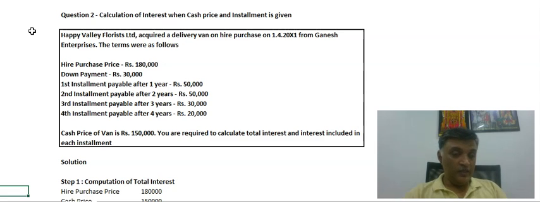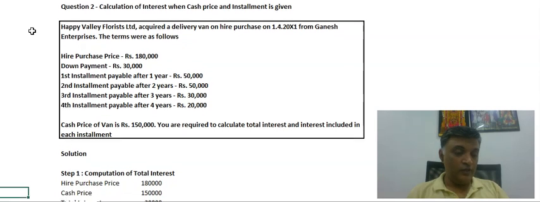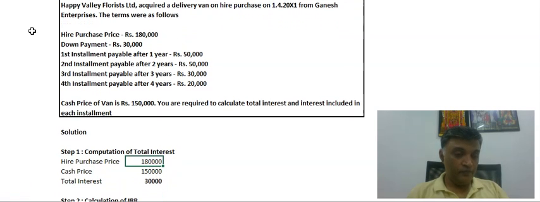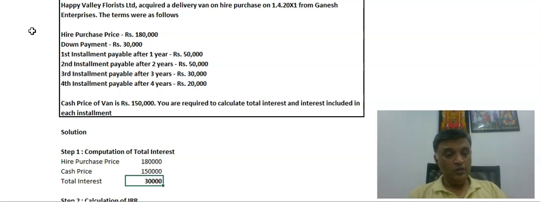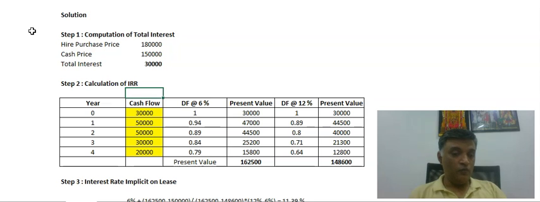Okay, so let's start. Step 1, obviously we can actually find out the total interest. Look at this. Hire purchase price is how much? 1,80,000. Cash price is 1,50,000. So obviously total interest is 30,000. Now the challenge is to find out the calculation of IRR, right? That's step 2.